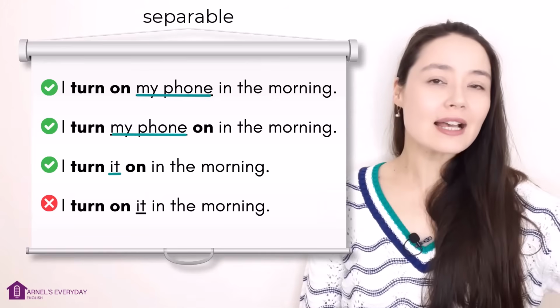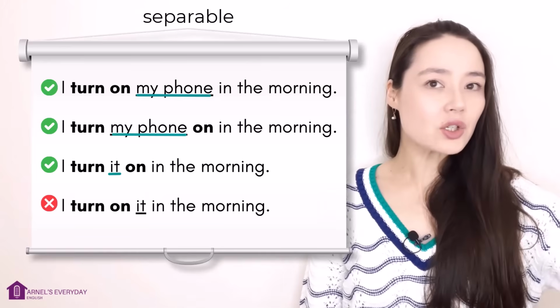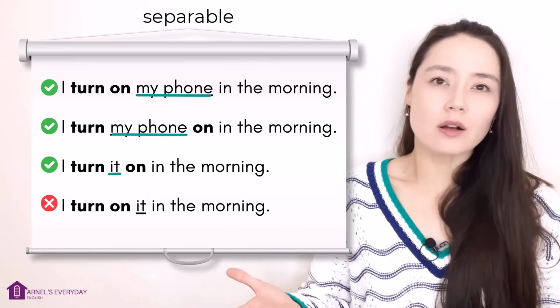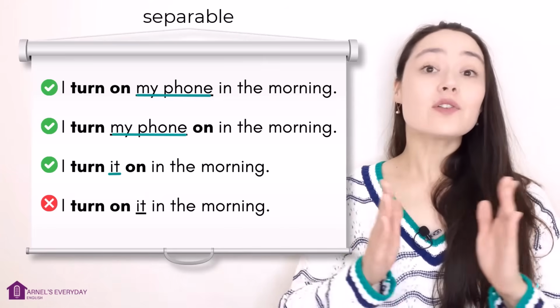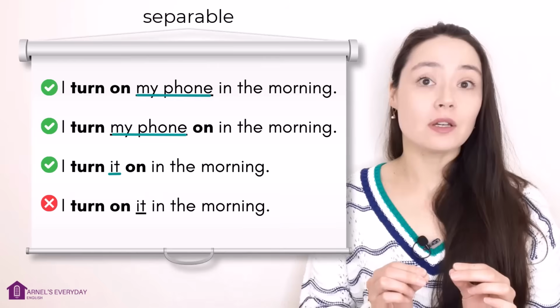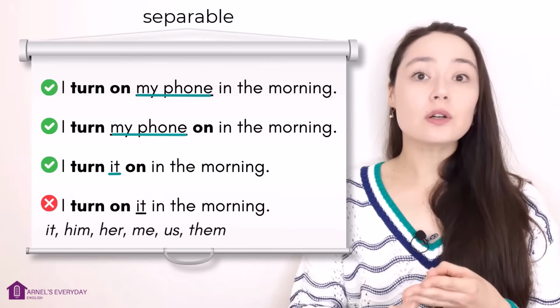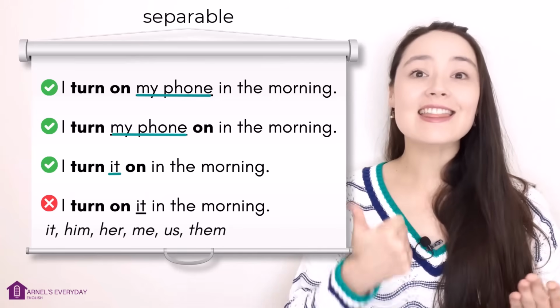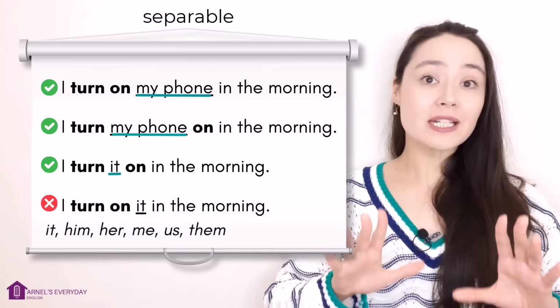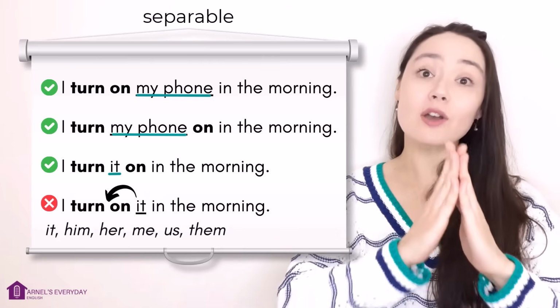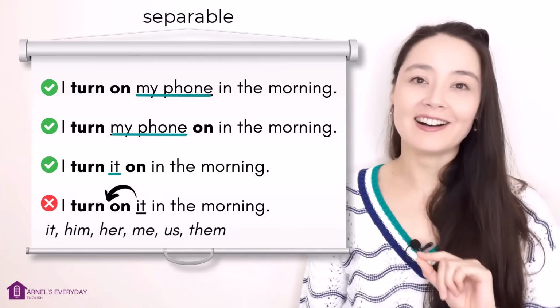So why is the last sentence wrong? I turn on it. Why is that wrong? Well, if your object is a pronoun, and by pronoun I mean it, him, her, me, us, them, if your object is a pronoun, it must go in the middle. That's a rule.